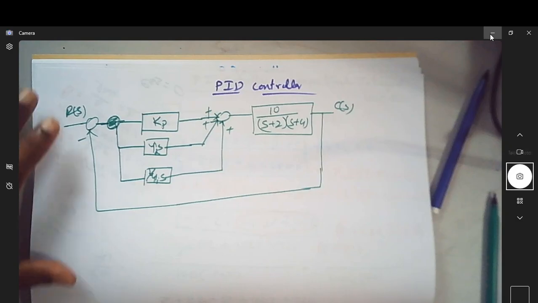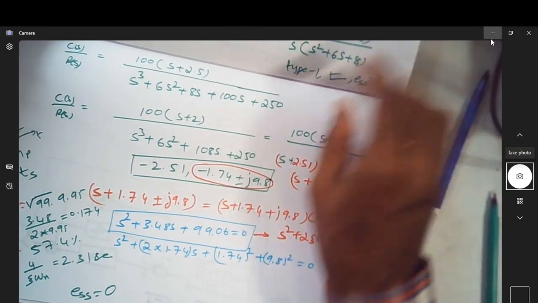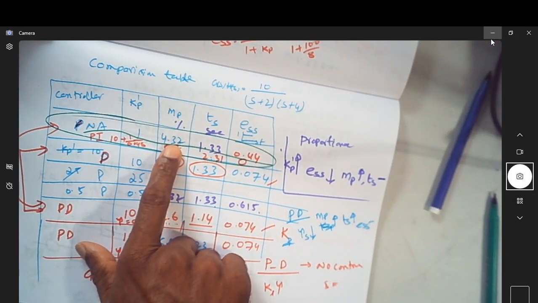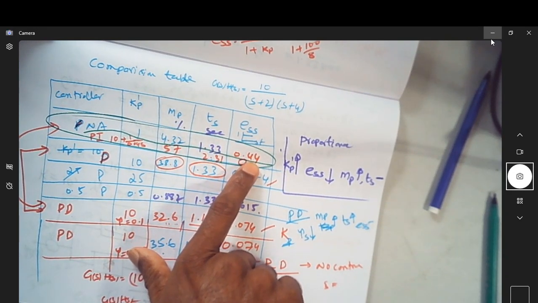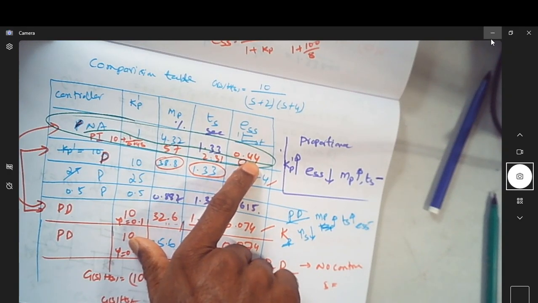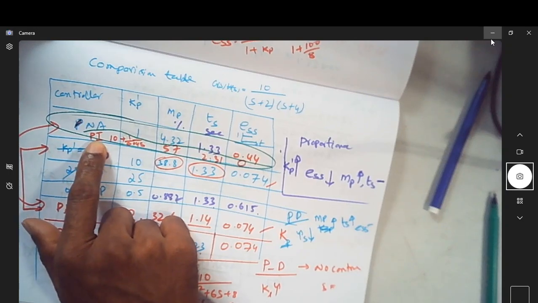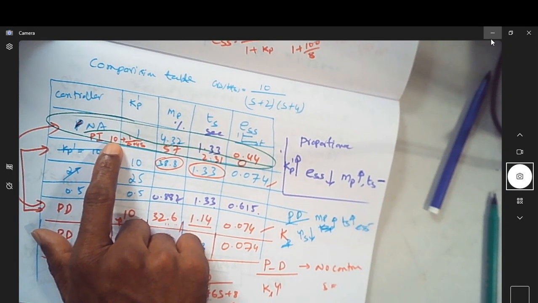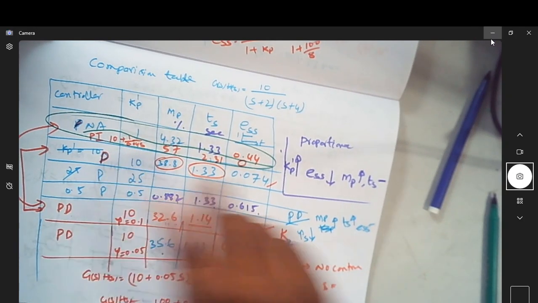Okay, let us continue with, of course, as we saw in this PI controller, without a controller we had an overshoot of 4.32%, and the settling time was 1.33, and it had a steady state error of 0.44. But when we actually did it with a PI controller with a proportionality of 10 and a time constant of 0.04.